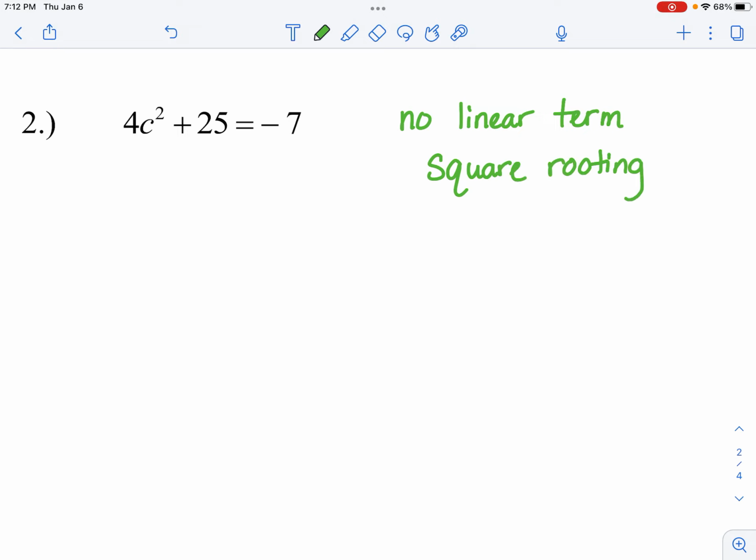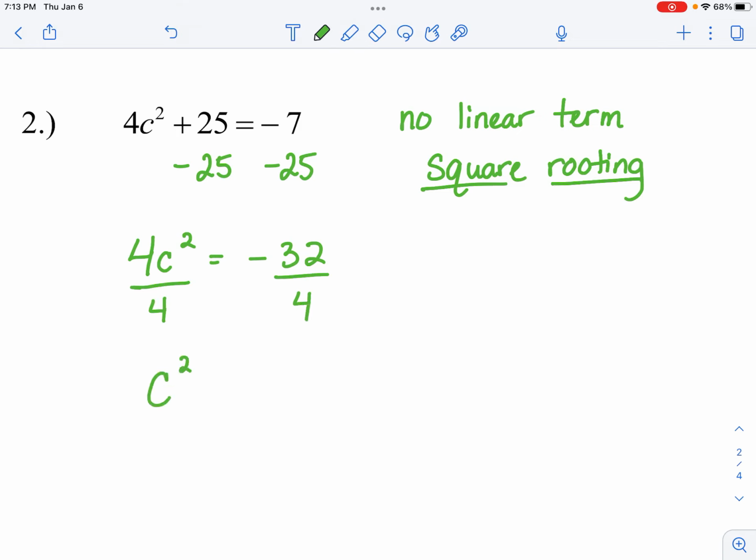So my goal here is to try to get the squared thing by itself. So see this right here? I want it by itself. So the first thing we're going to do is take away the 25 from both sides to get 4c squared is equal to negative 32. And now I could square root both sides right away, but it'll be better if I get the c totally alone. So I'm going to divide out the 4 and get c squared equals negative 8.